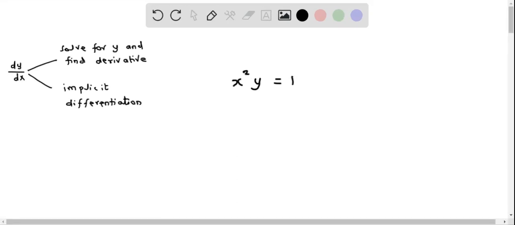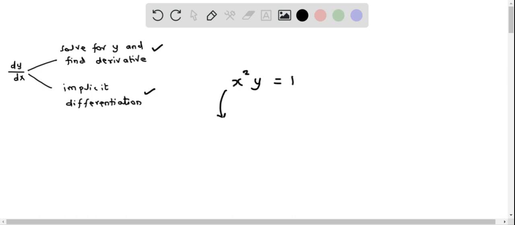Find dy by dx in two ways. That is, in the first method, we solve for y and then find the derivative. In the second method, we find dy by dx by doing implicit differentiation. So first, we are going to solve for y.